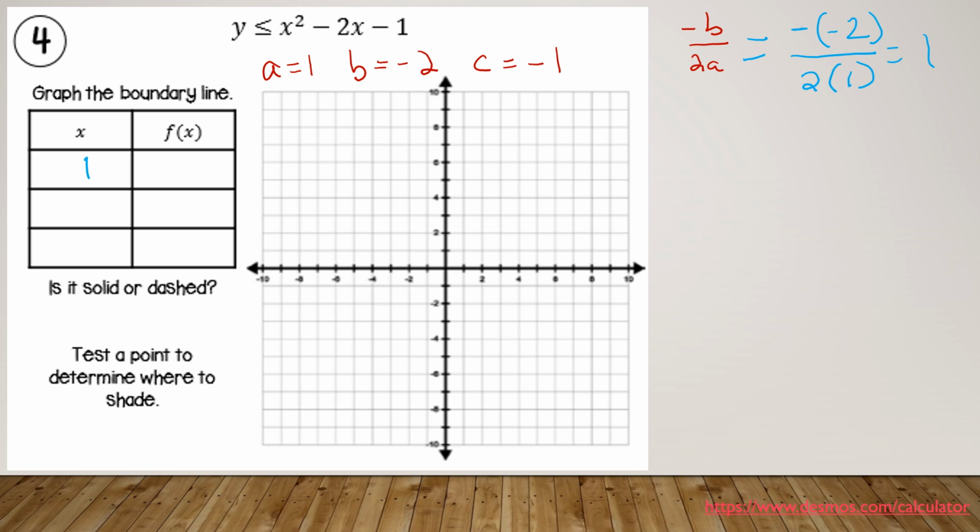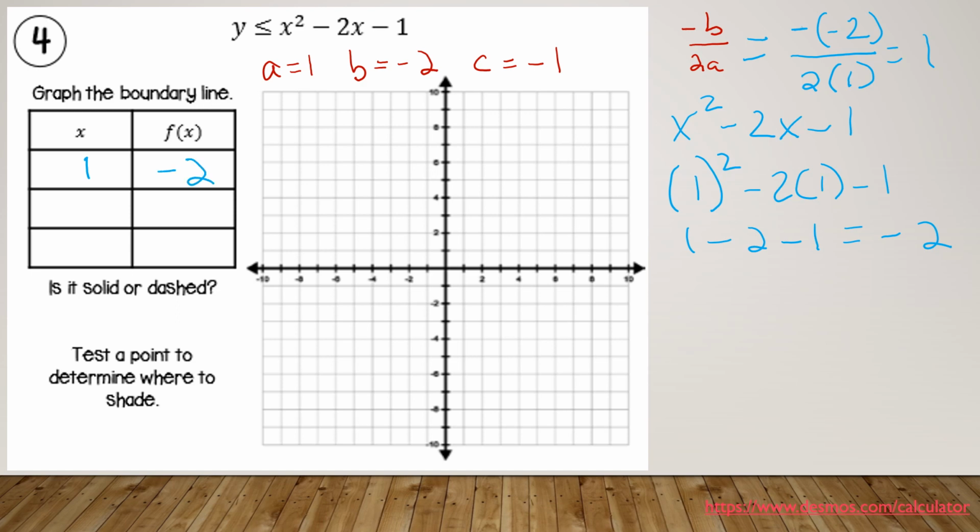So we have x squared minus 2x minus 1. I'm going to plug 1 in to each of these terms for x, and then calculate. So we have 1 minus 2 minus 1, which gives us negative 2. And so there's our vertex. I'm going to plot my vertex at 1, negative 2.